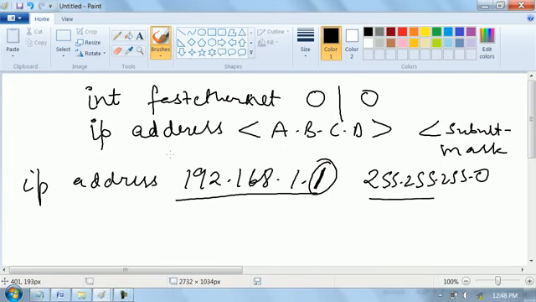What will router do? How will router look at this address? 192.168.1.1 in binary, and this thing also in binary. Router will multiply IP address with subnet mask. The result will be the network ID.